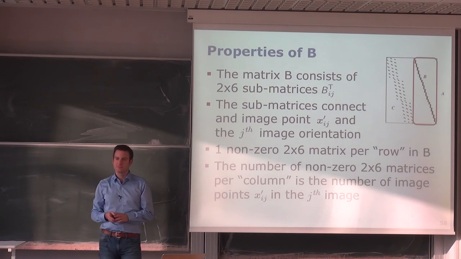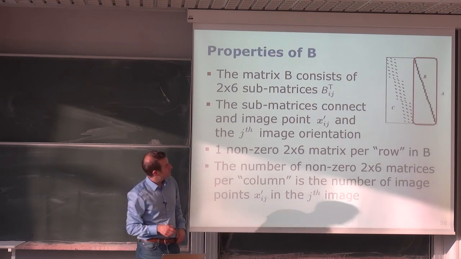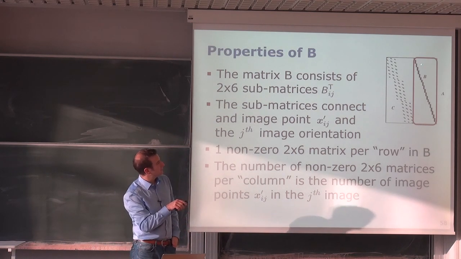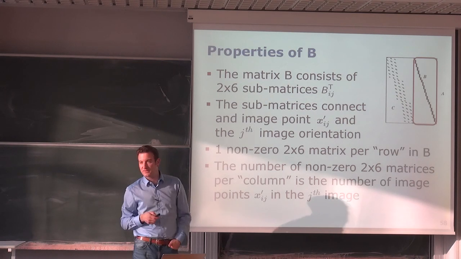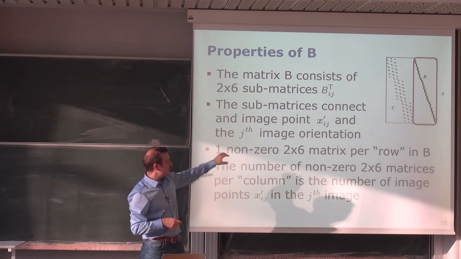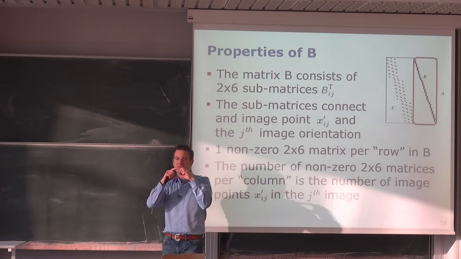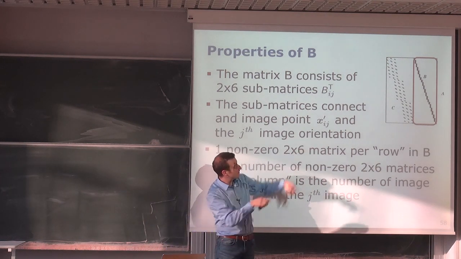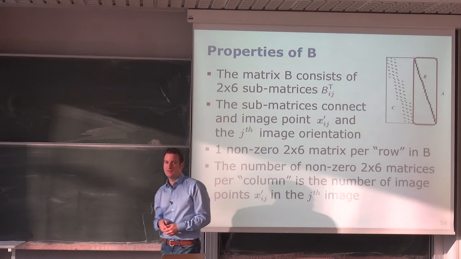So this means that one row in the block matrix means 2 rows? Yes, if it's a 2x6 matrix, exactly. So all the rows here are always in blocks of 2 by 6 in B and 2 by 3 in C.